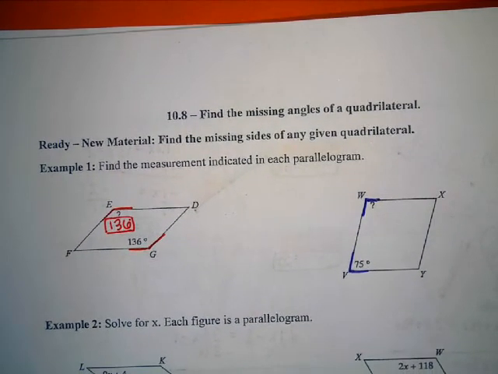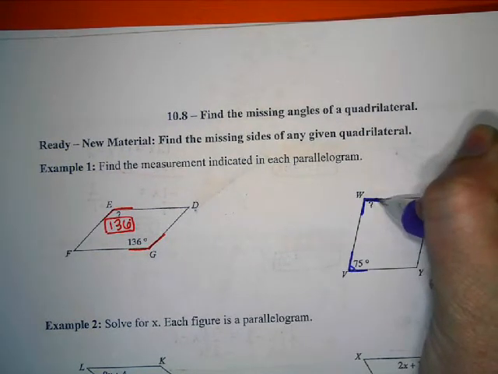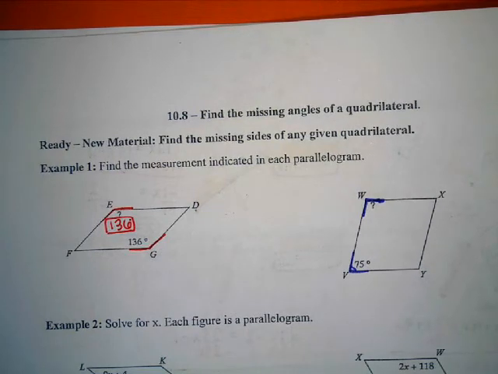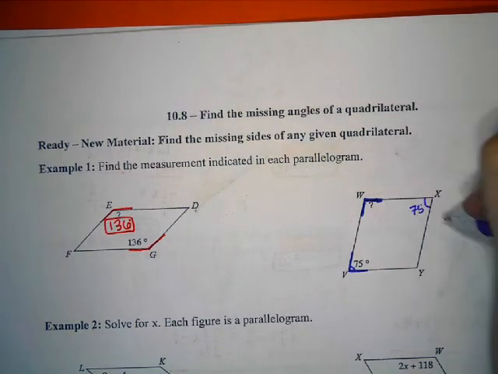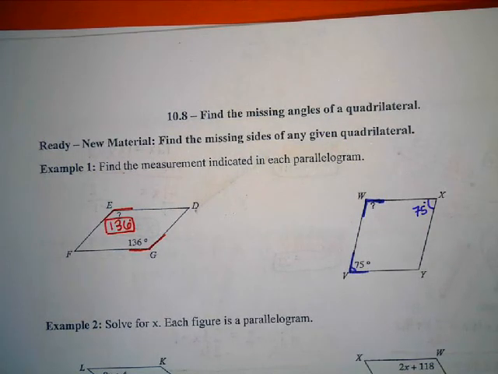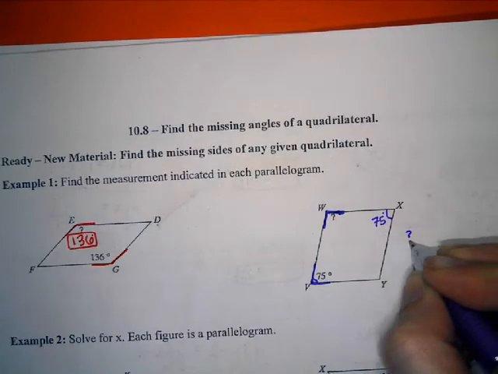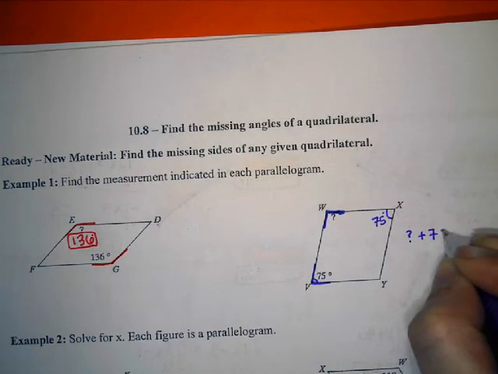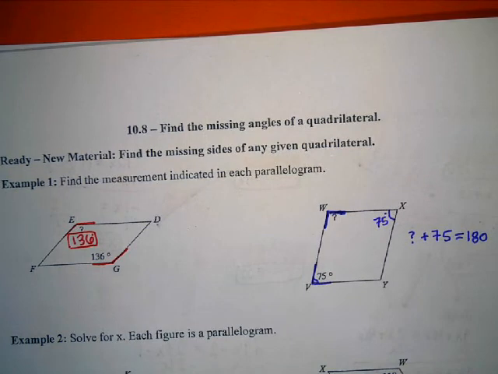On the right question, I'm given that V is 75, and I'm trying to find W. The question mark is not 75, this one would be... That one's 75. How do I find the missing? Good job. Subtract from 180. So this question mark plus the 75 will add up to equal 180. They're different sizes, that's why we don't put them equal to each other.